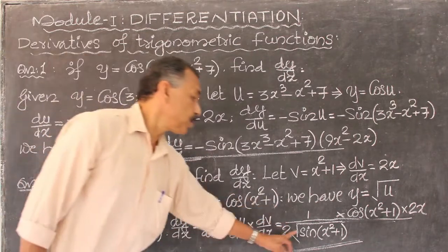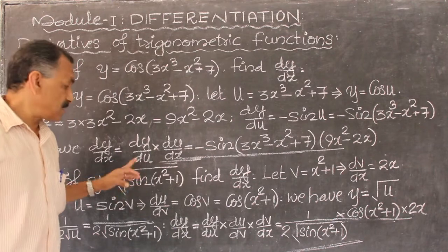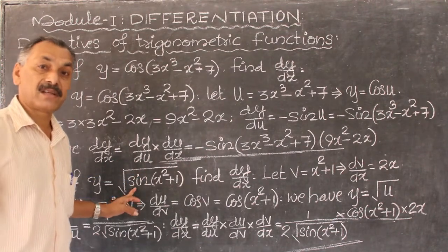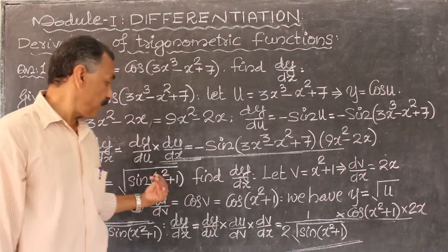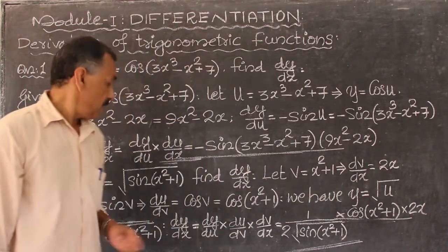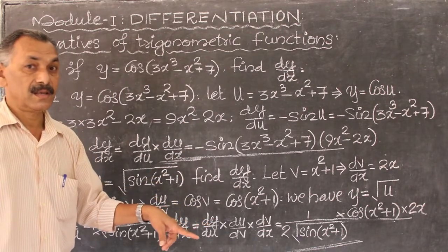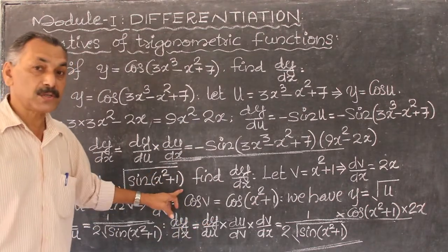That is 1 by 2 root sin x square plus 1, for the root. Next is the sin derivative. The derivative of sin is cos, so cos of x square plus 1. The derivative of x square plus 1 is 2x.